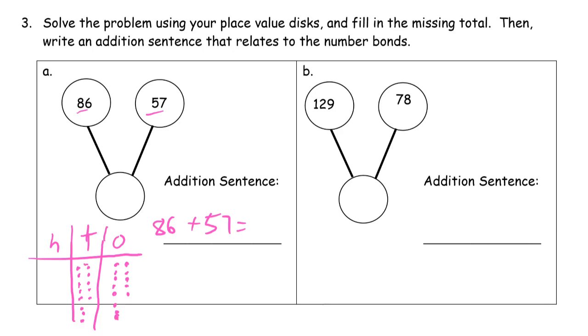So we have 10 10s, we have 10 1s, we have the 100, we have 4 10s left here, and for the 1s we have 3 1s, so it's 143.